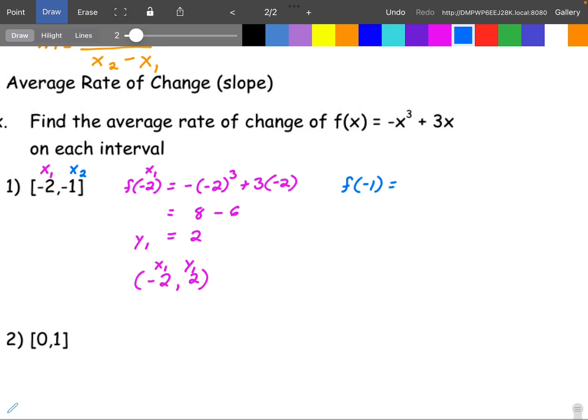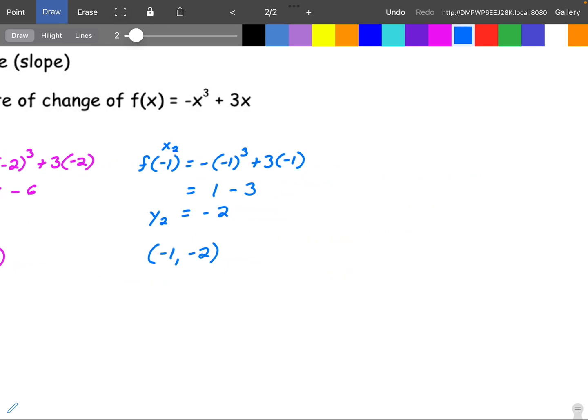Now I'm going to plug that into my function. So negative, and then x is negative 1 cubed, plus 3 times negative 1. Then do the math. Negative 1 cubed is negative 1, times another negative is a positive 1. And then minus 3 gives me negative 2. So that's my y2 because this was my x2. So then my next point is x2, which is negative 1, y2, which is negative 2.